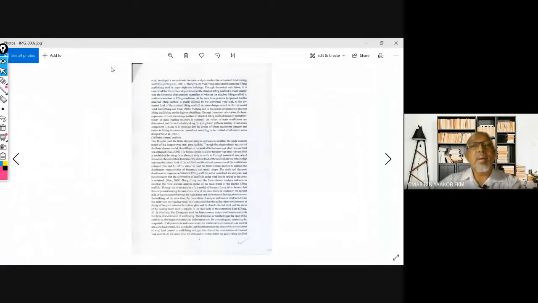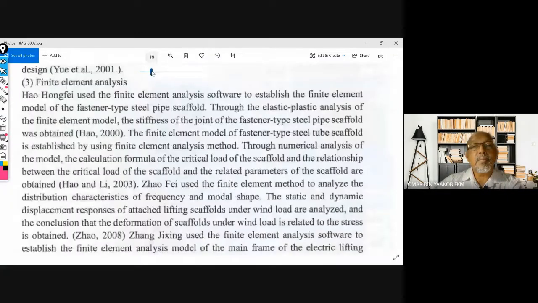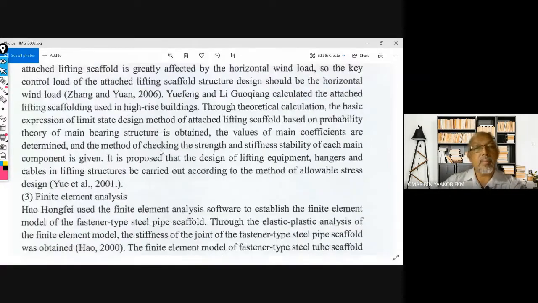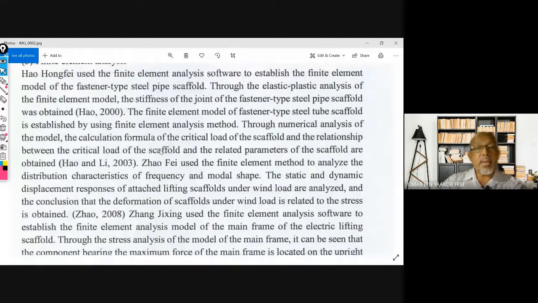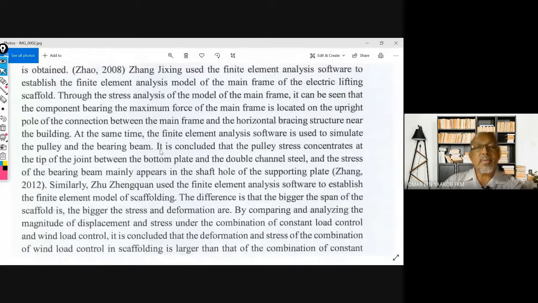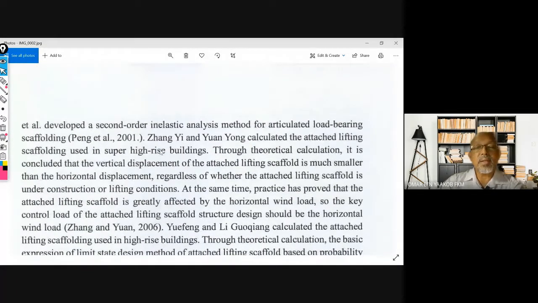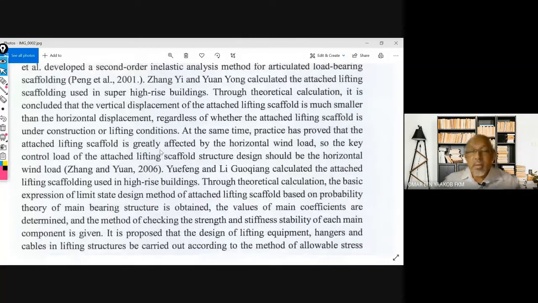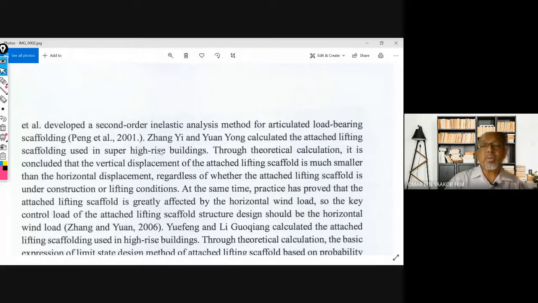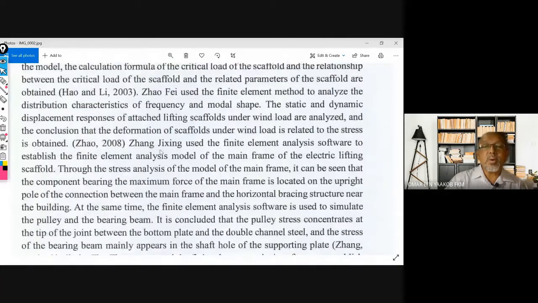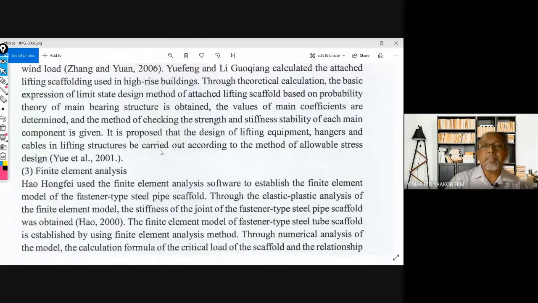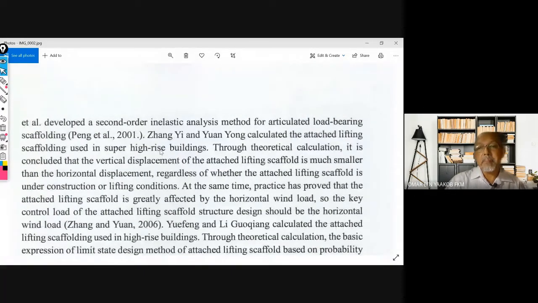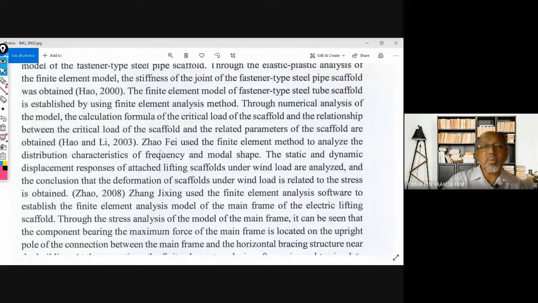Okay, we see some other examples. The problem with this one is that the paragraph is too long. Later we're going to touch on this in the writing module. A paragraph should not be too long. At minimum, I would say three paragraphs per page. Like this one, you have only two.